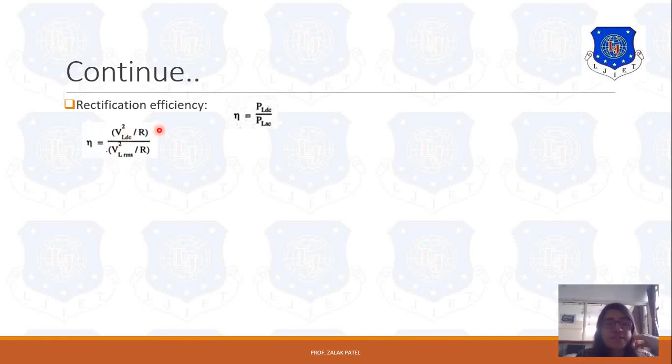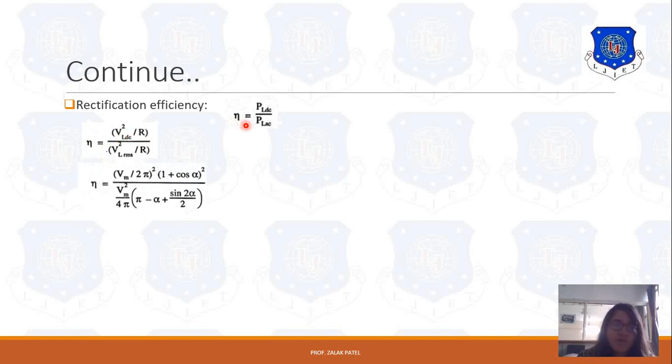So eta is equal to VL DC square upon R, and over here the AC power is again converted into the RMS term. That's why VL RMS square upon R will be taken. Now we already know the value of DC voltage across the load and the RMS value across the load. So put these values in the above equation. VL DC is Vm upon 2 pi into 1 plus cos alpha, and VL RMS is Vm upon 2 into the square root of (1 upon pi) times (pi minus alpha plus sin 2 alpha by 2).